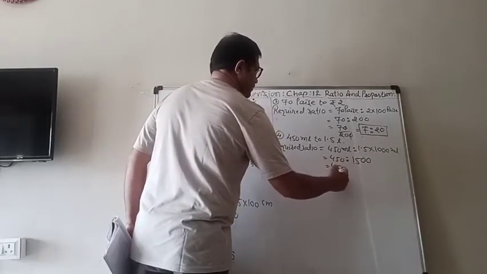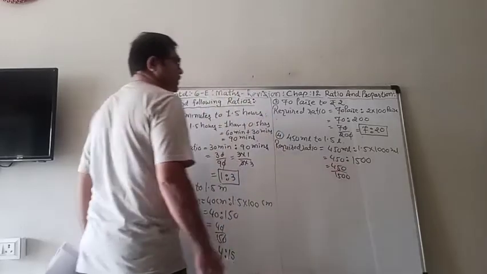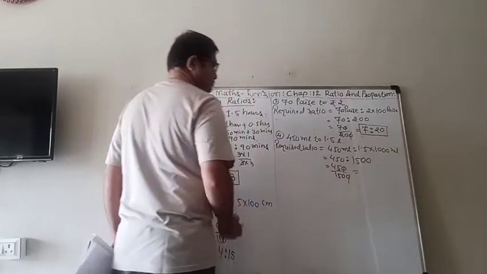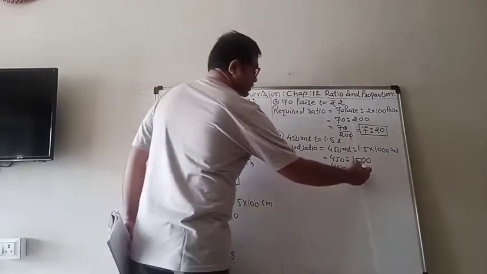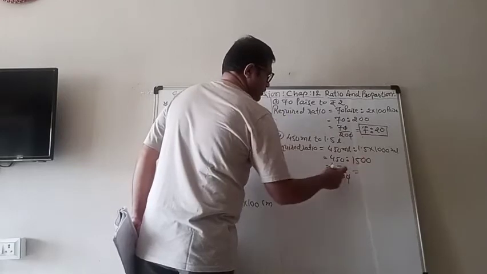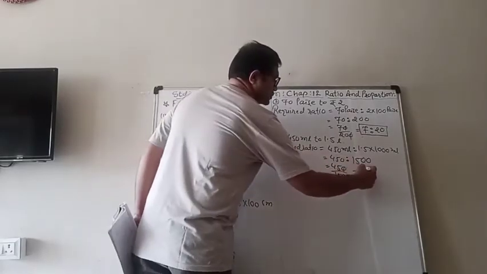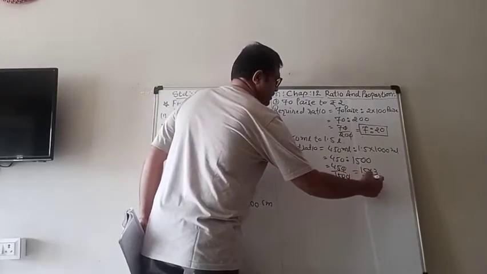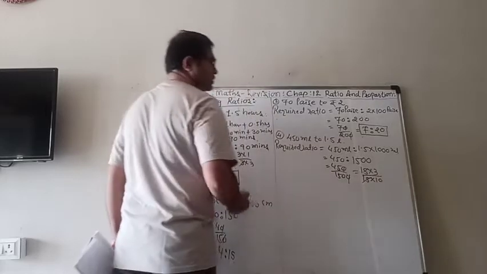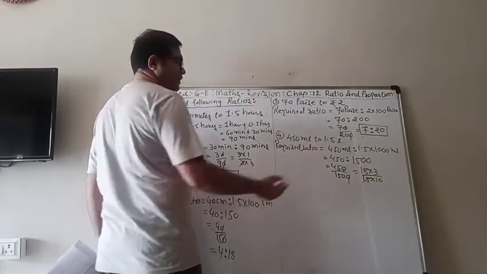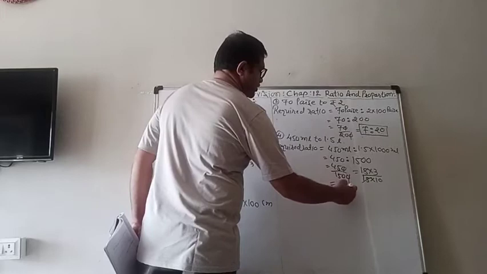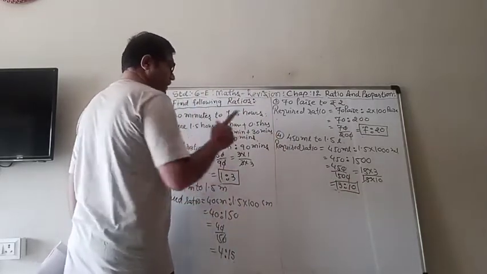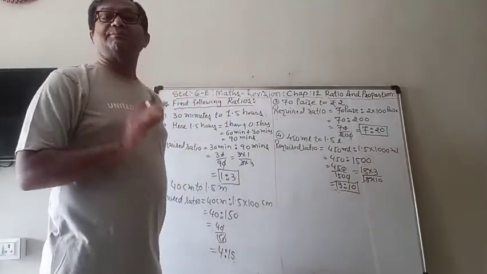So 450 upon 1500. 1 zero cancel. Now we have to do cancellation. So 15 3s are 45 and 15 10s are 150. So now 3 and 10 do not have any common factor, so your answer is 3 is to 10. The last answer must be in the simplest form.